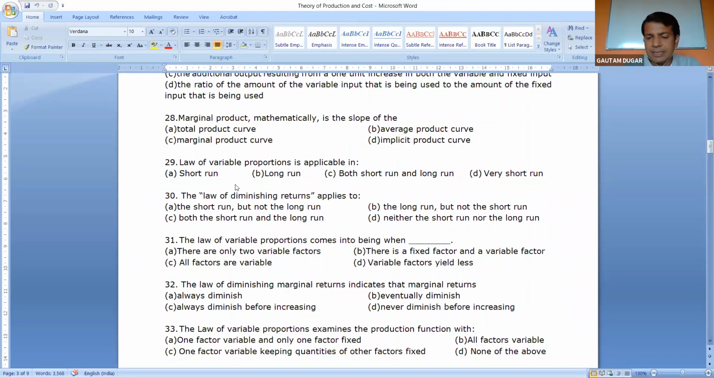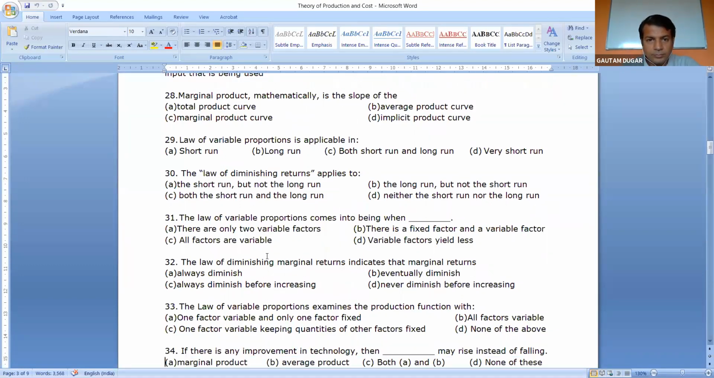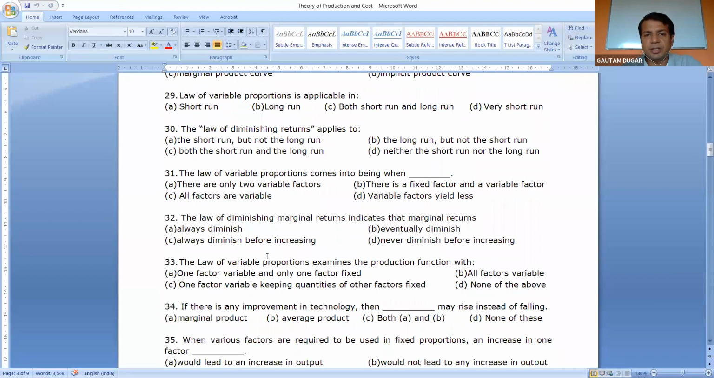29, we already discussed a couple of times. Law of variable proportion is applicable in the short run only. Now, law of diminishing returns applies to the short run, but not the long run.